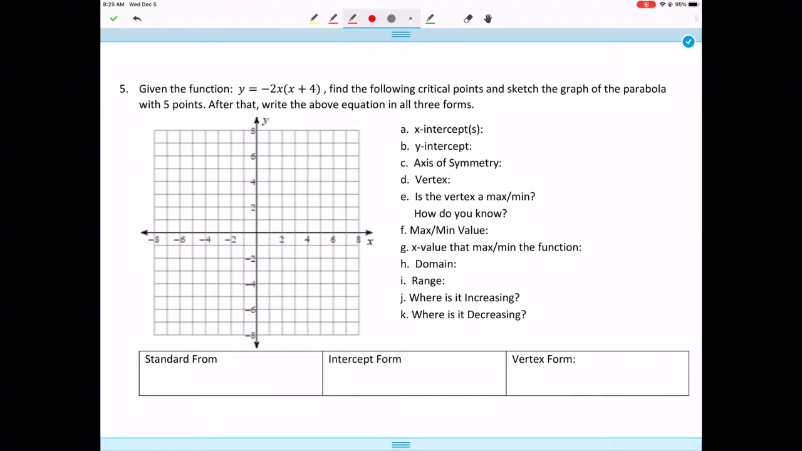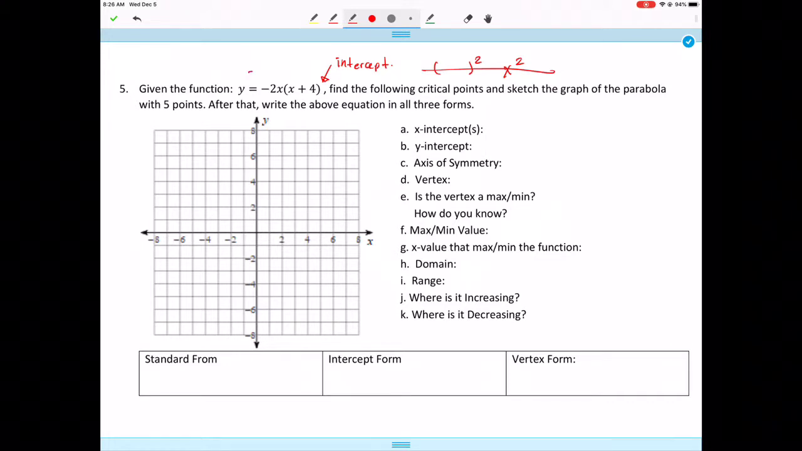So people have asked questions about this. What form is this in? So if you have a parenthesis that's not squared, but you do have a parenthesis, it's always going to be intercept. I totally messed that up. Intercept. Okay. If you had a parenthesis squared, that will always be vertex. And if you have something that's squared that doesn't have any parentheses, that's always going to be standard form. Okay, so this is intercept.